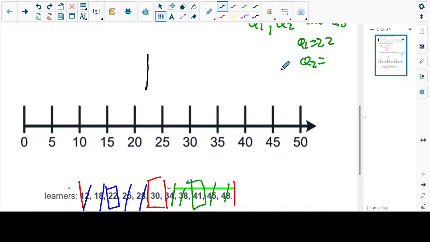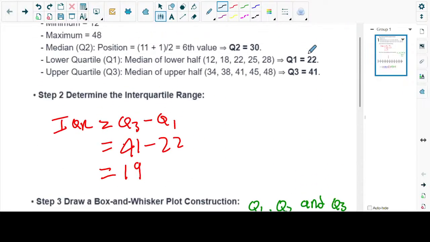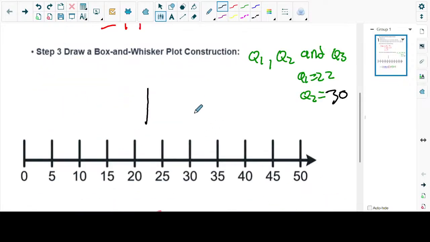Now we're going to check our Q2. So then our Q2 was... You look for 30. Here's our 30, which is our Q2. Yeah, line drawn. So we say above 30, we draw another line. Okay, let's get the Q3.